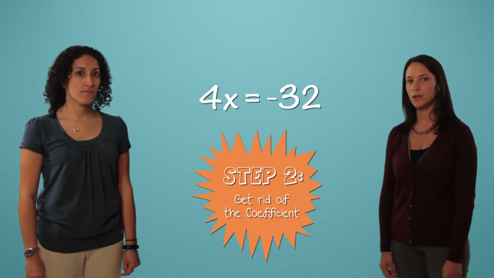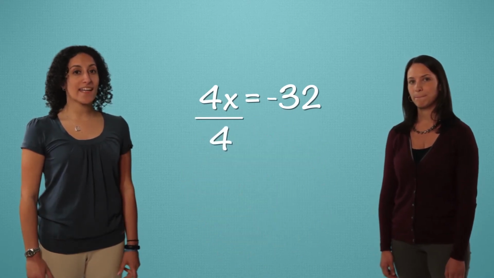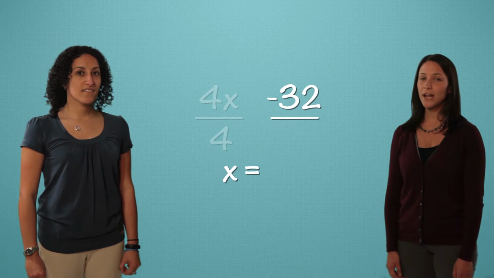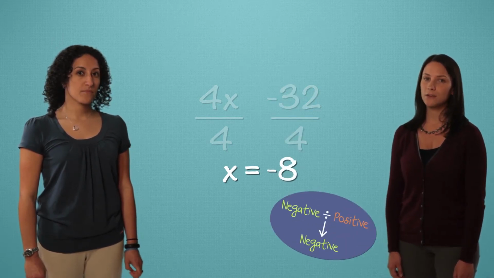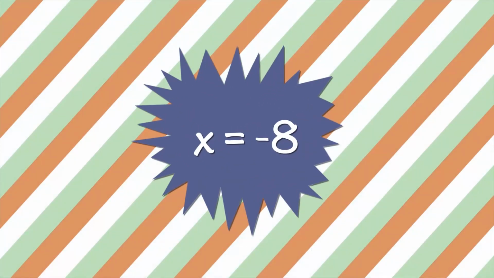Time to clear the coefficient. We divide 4x by 4 and get x. And we divide negative 32 by 4 and get negative 8. Remember, a negative divided by a positive gives us a negative. So, x equals negative 8.